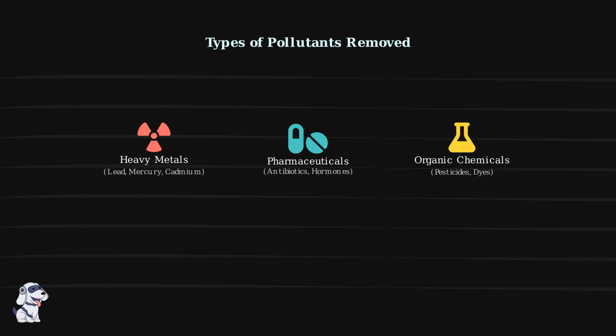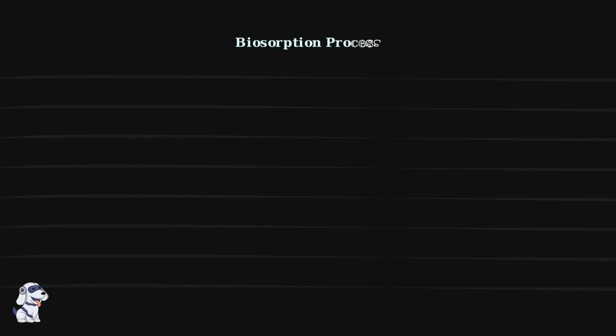The filamentous structure provides a large surface area for pollutant contact and absorption. The process works through biosorption, where pollutants bind to the cell surface, and bioaccumulation, where contaminants are taken up and stored within the cells. This makes Anabaena an effective biological filter for contaminated water.